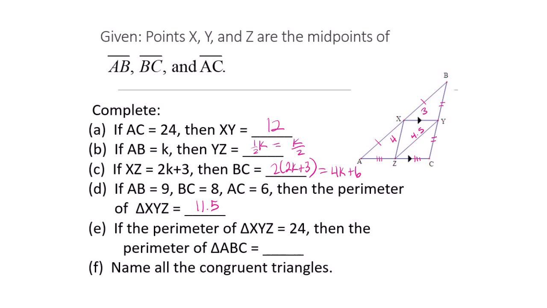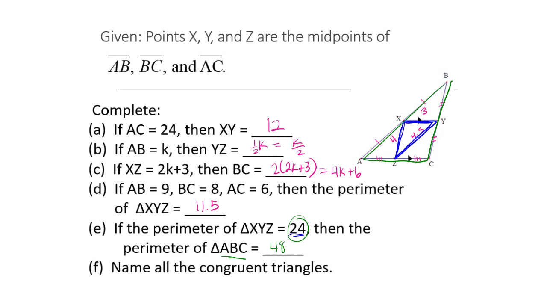All right. So this next one is saying, if the perimeter of XYZ is 24, then the perimeter of ABC is going to be what? Well, remember, each of these sides is half of each of these sides, respectively, right? So that means the perimeter here is going to be half of this perimeter, all right? So if we just double this, we should get the perimeter of this, right? So that's 48.